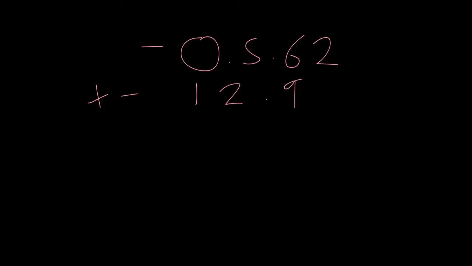In adding decimals, you always start with rewriting the problem, which is 5.62 plus negative 12.9, using zeros as decimal holders or placeholders.